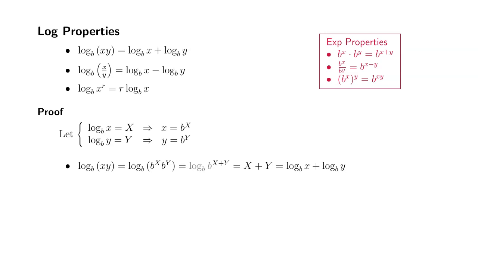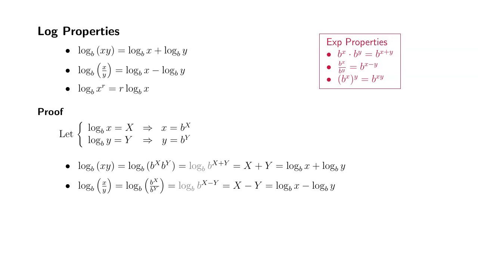We're going to start with log to the base b of x over y. Then we're going to replace x and y by b to the capital X and b to the capital Y. Since it's a division, it becomes a subtraction in the exponent. Again, these cancel out, so you're left with X minus Y, which is the same thing as log to the base b of x minus log to the base b of y, which is the right-hand side of the second one.